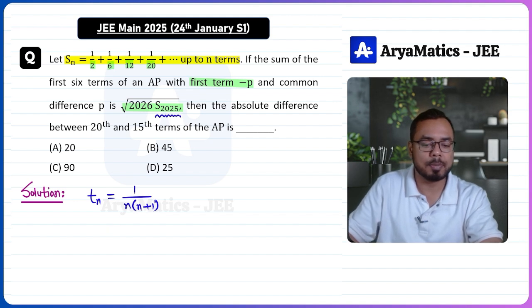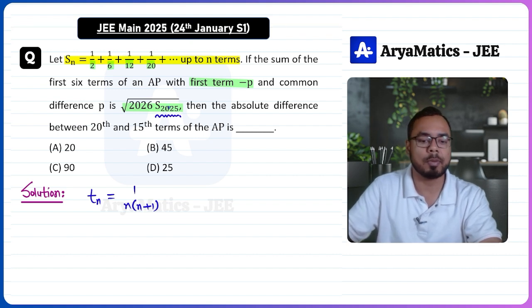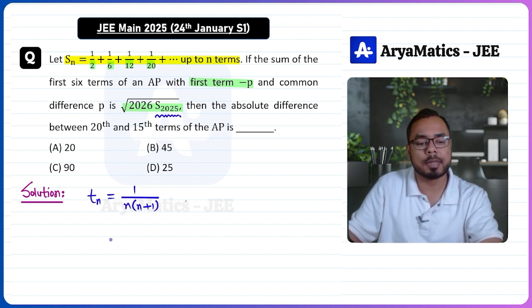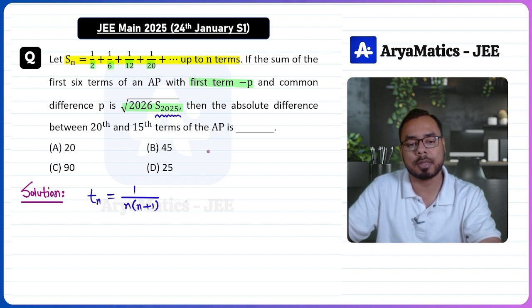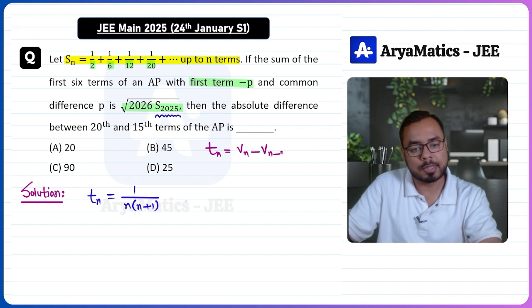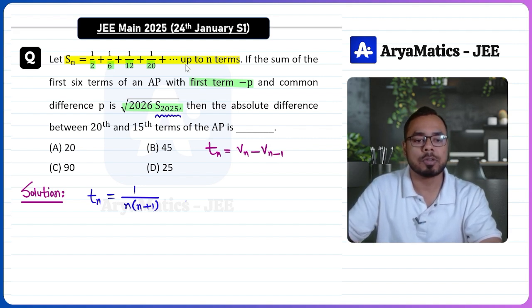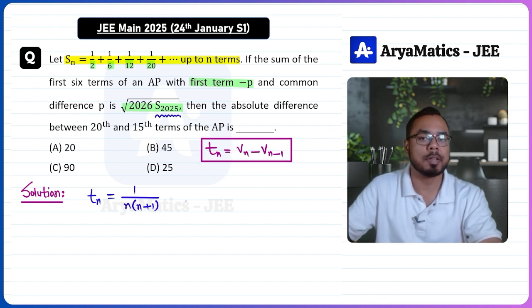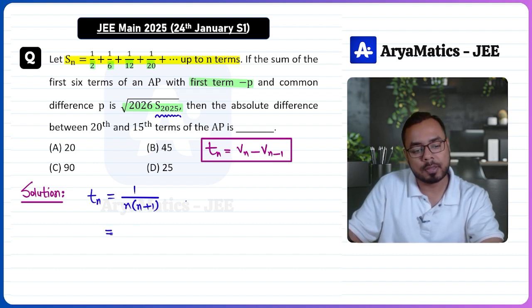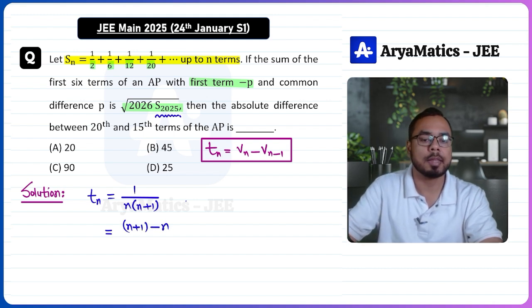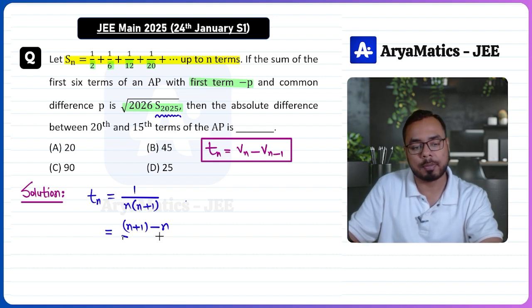Problems of this type are very common in JEE Main, where using the method of difference, we have to find the sum of n terms of the series. The first step is to write Tn as Vn minus Vn−1. This is the standard method: we write Tn as the difference of two consecutive terms. We also call this the Vn method or method of difference. Then when we add, the alternate terms will cancel. So for that, this 1 in the numerator you can write as (n plus 1) minus n, divided by the denominator n into (n plus 1).